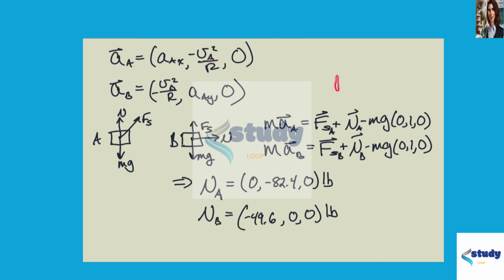At B, when the collar is down here, the normal force from the rod has to be in the horizontal plane. And it is the acceleration in that horizontal direction, and the acceleration in that direction is minus VB squared over R. We also have some acceleration in the y direction, but we're not worried about that because the normal force has no component in that direction.